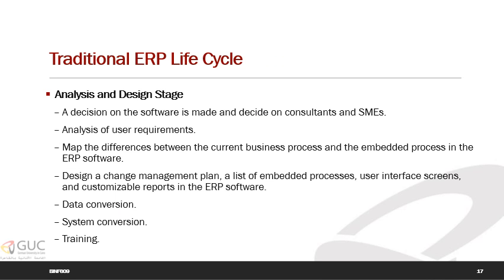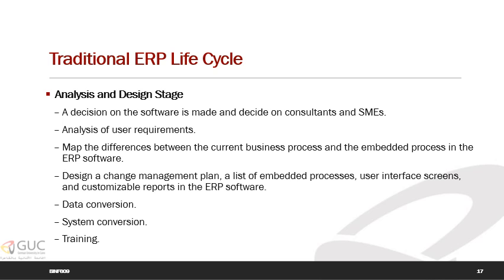Within the analysis and design stage, the user requirements are analyzed. The ERP team has first to make a decision on the software and decide on consultants and SMEs. Another key activity is to map the difference between the current business process and the embedded processes in the ERP system, or gap analysis, and to develop a long-term plan on whether to change the business process of the organization or to customize the ERP software to support existing processes.